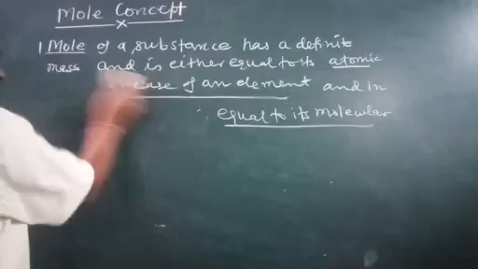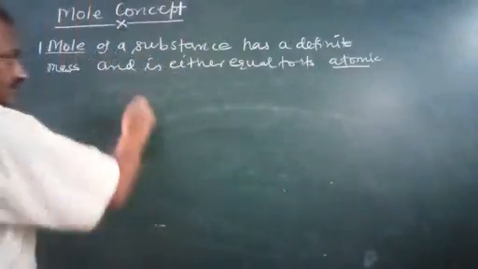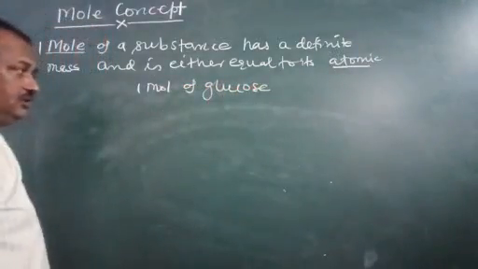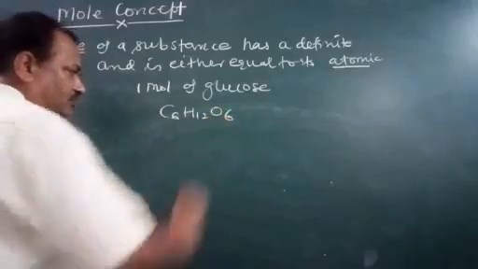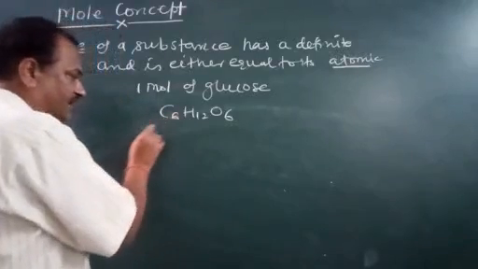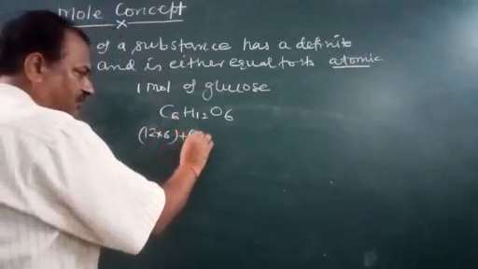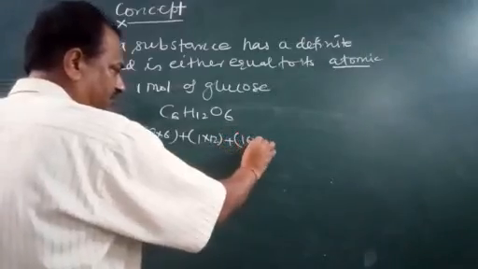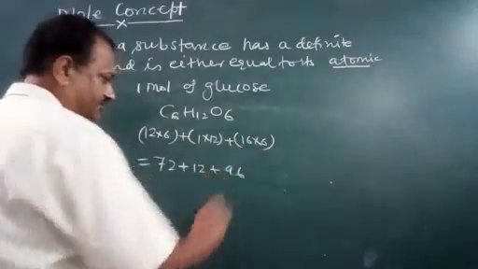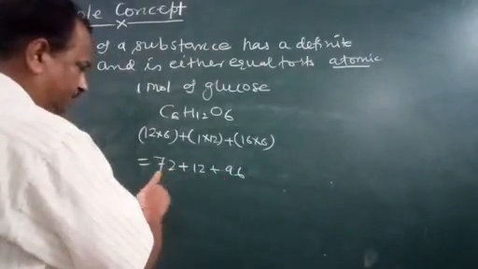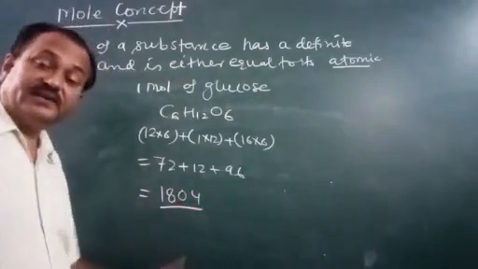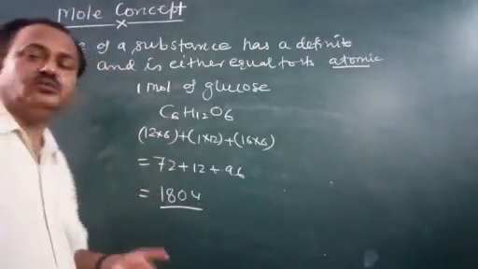Related to mole, if I am writing 1 mole of glucose, C6H12O6, and we want to know the molecular mass, here carbon is 12 into 6, plus hydrogen 1 into 12, plus oxygen 16 into 6. On totaling, it is 72, 12, 96. So it comes out to be 180. It is 180 U, or you can say 180 gram.